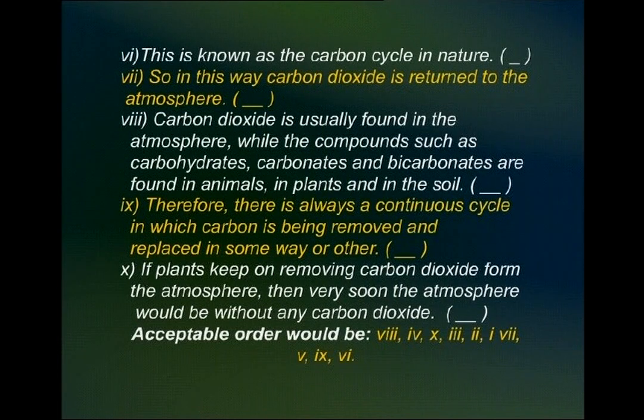Therefore, sentence number nine, therefore, there is always a continuous cycle in which carbon is being removed and replaced in some way or other. And the last sentence, number 10, if plants keep on removing carbon dioxide from the air, from the atmosphere, then very soon the atmosphere may be without any carbon dioxide.